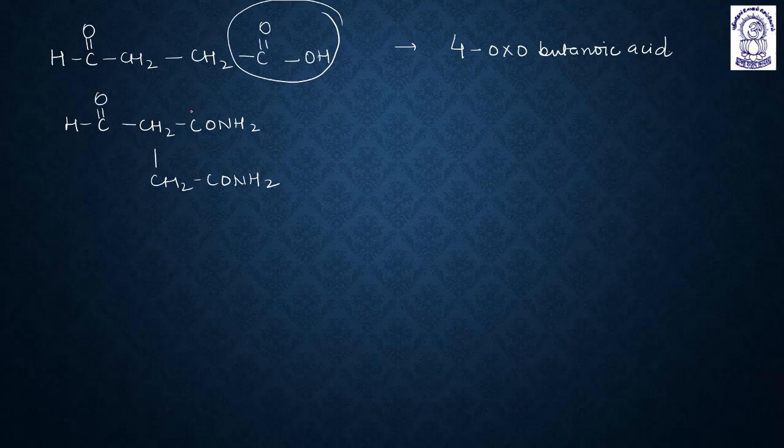In the second position, 1, 2. Second position is we have formyl. So 2-formyl. The longest carbon chain 1, 2, 3, 4. Butane 1,4 diamide.